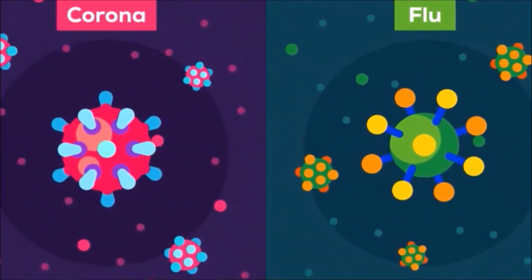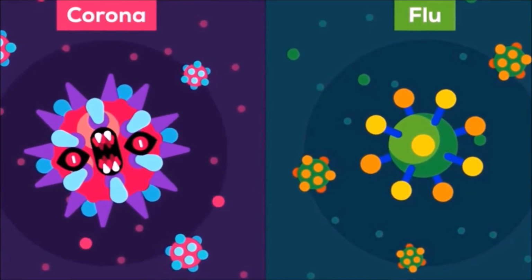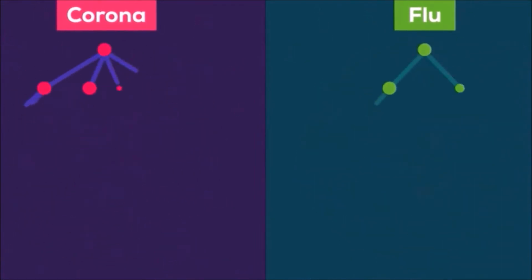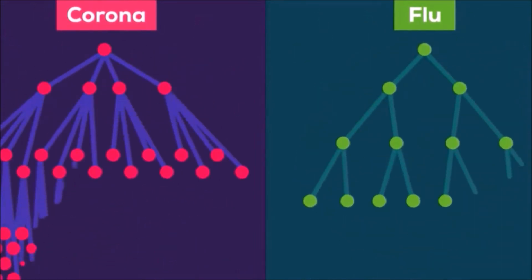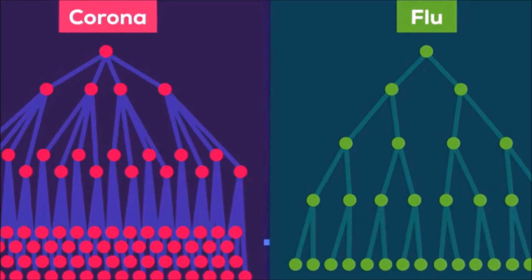Coronavirus is often compared to the flu, but actually it's much more dangerous. While the exact death rate is hard to pin down during an ongoing pandemic, we know for sure that it's much more contagious and spreads faster than the flu.